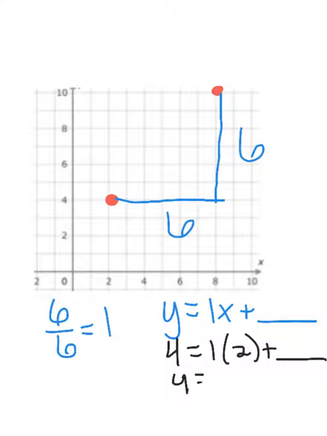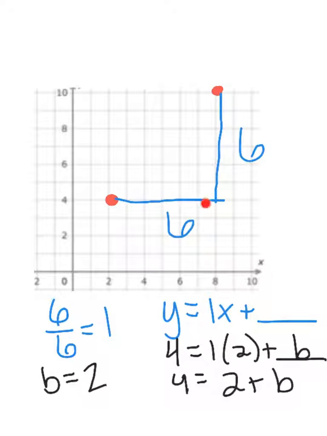So 4 equals 1 times 2 is 2 plus b. So 2 plus what gets me 4? 2, which means b has to equal 2. So my equation is going to be y equals 1x plus 2. I can double check by plugging in my other point of 8, 10. So I could do 1 times 8, which is 8, plus 2 gives me my 10, which is my y value, just to double check to make sure my equation is correct.